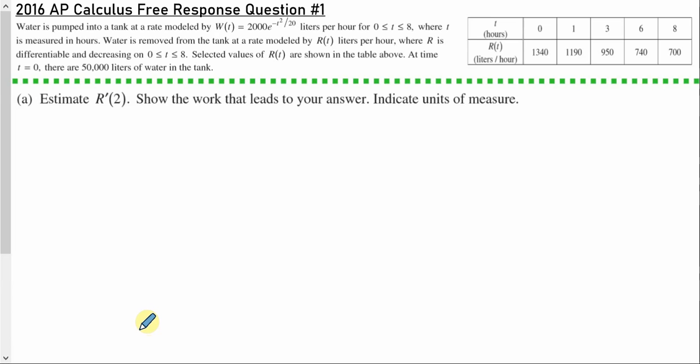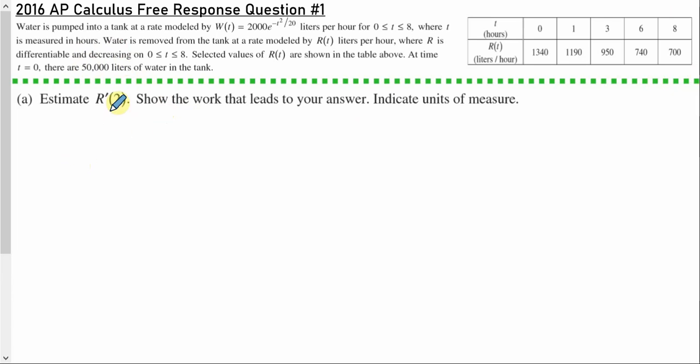We will continue our look at past AP questions by looking at the 2016 free response question number 1 for BC. This is a question that involves a combination of an equation and a table, and it's again interpreting rates. Water is pumped into a tank at a rate modeled by this equation, and it's removed from the tank at a rate modeled by this chart. And there are 50,000 liters in the tank at the beginning of our scenario.